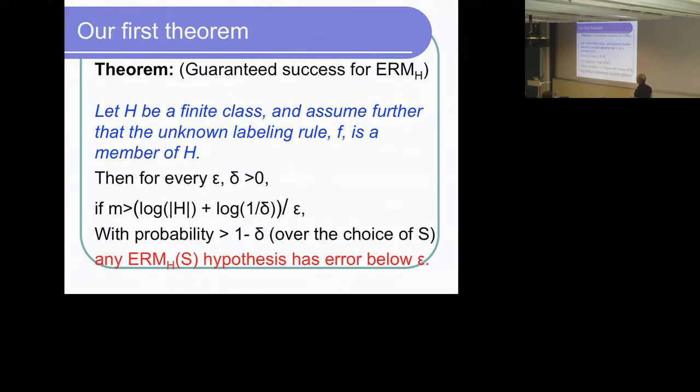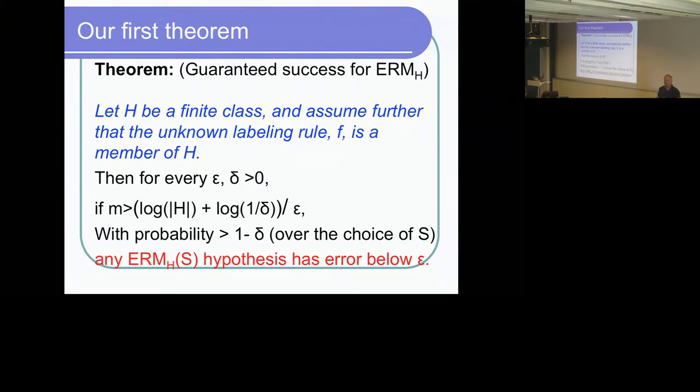So now we can show the first guaranteed success for ERM when we restrict it to a fixed class. The first result is very basic. Let's assume that you restrict your attention to a finite class H. So if H is just a finite collection of potential hypotheses, then we take two precision parameters, and what we want is to make sure that this rule doesn't make error above epsilon. So we can give you a number and say that if your sample size is bigger than the log of the number of hypotheses in H plus some parameter delta, divided by epsilon, then with high probability over the choice of the sample, this rule will do a very good job. This rule is not going to make an error which is above epsilon.